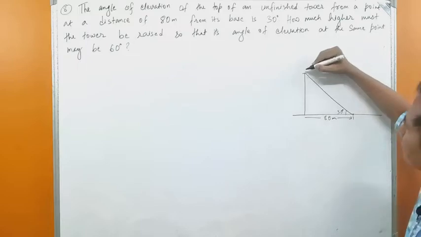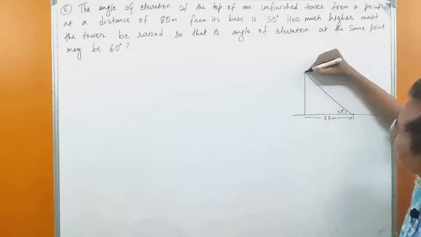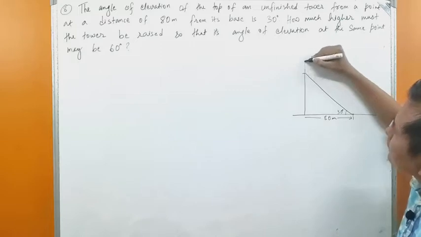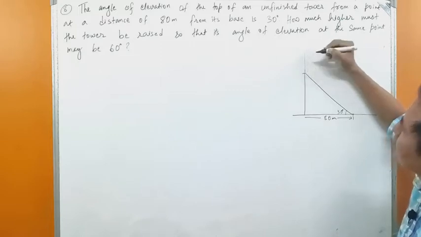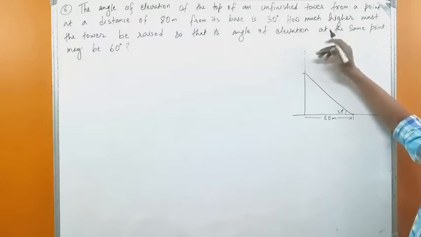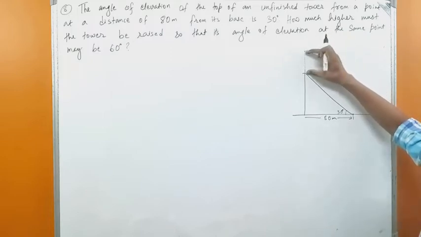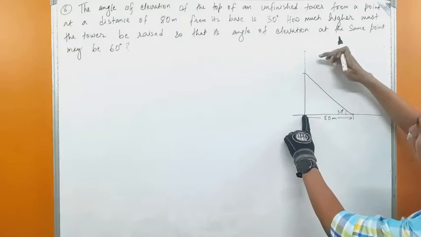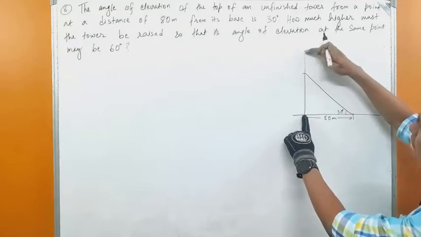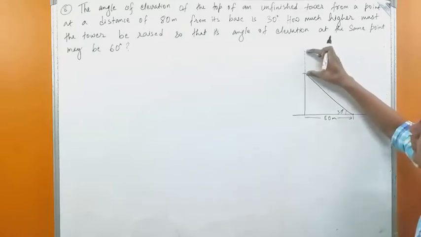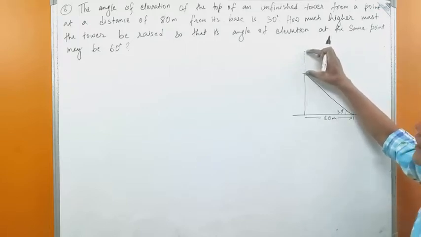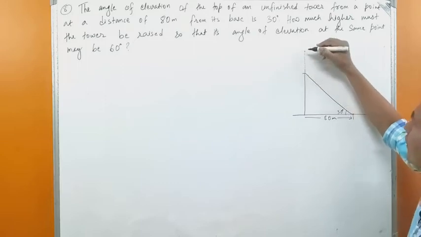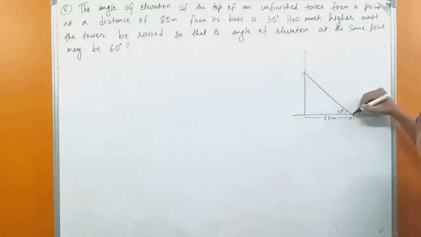Now, the question is, by what height must the tower be increased? Okay, suppose this is the increased height of the tower, the new increased height. So the new height of the tower is from here to here, isn't it? So this is the increased height of the tower. So what should be the increased height so that the angle of elevation from the same point, from this point only, okay? Now let me draw this.